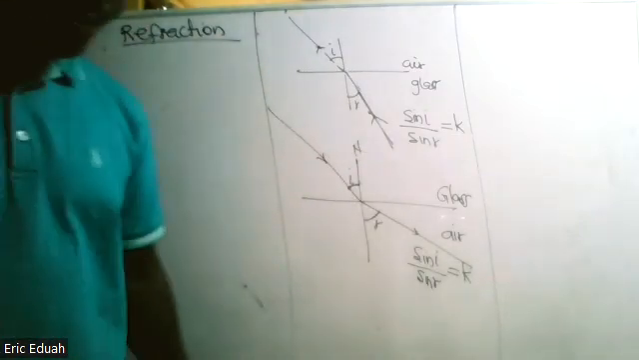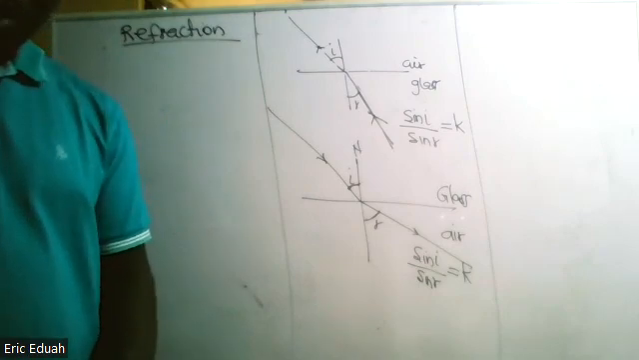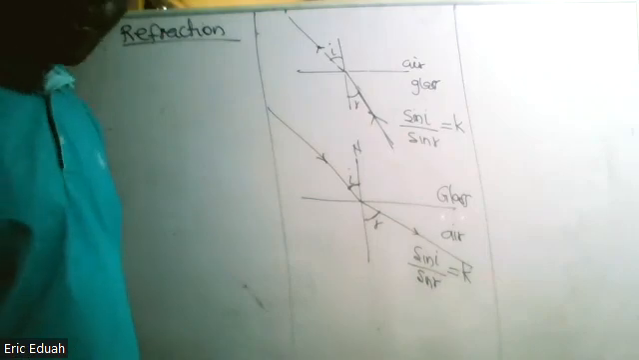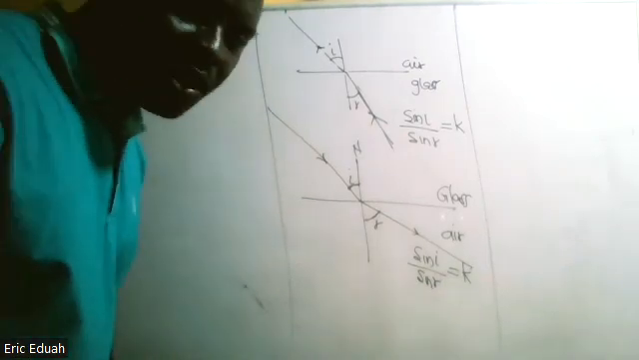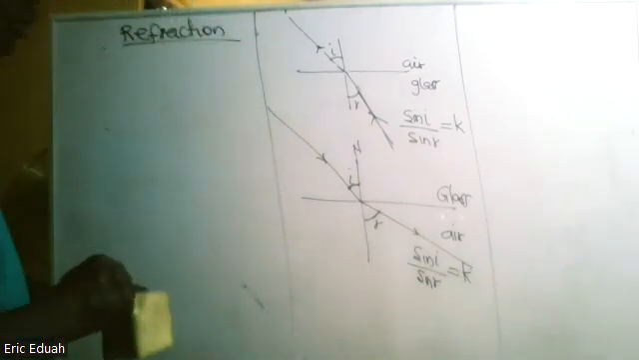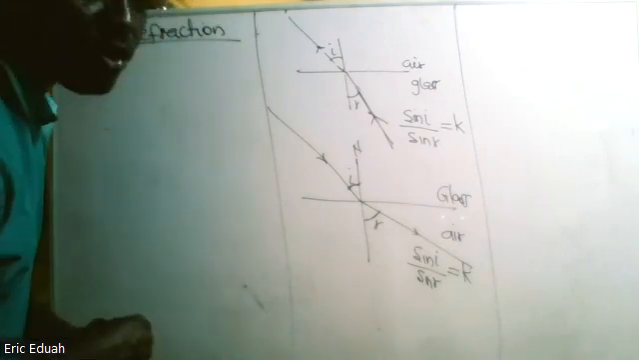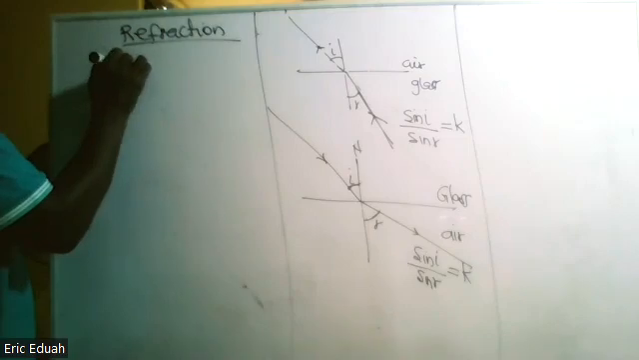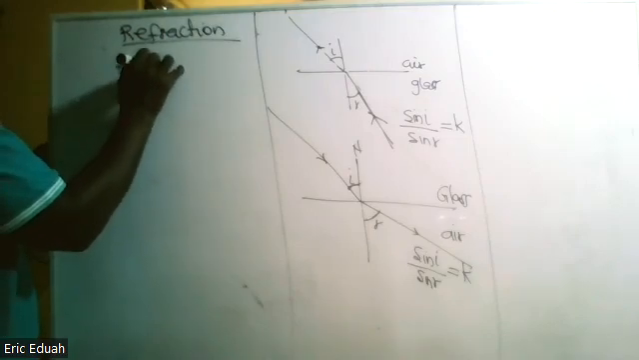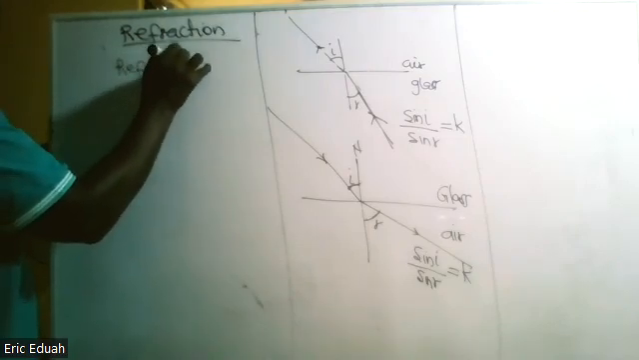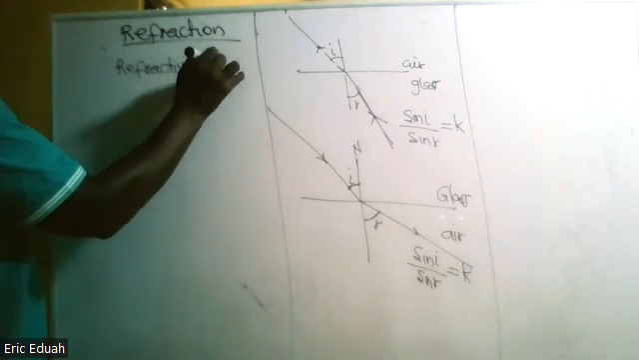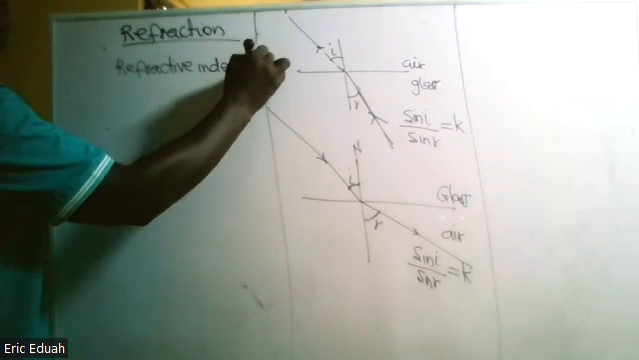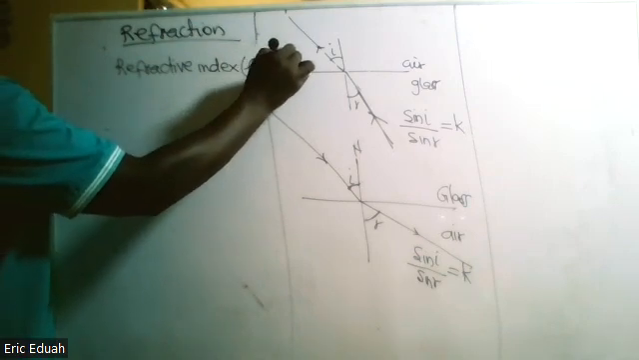Are we okay? Yes. Okay. Now, this constant value K is what we call the refractive index of the material, represented by the symbol mu or nu.